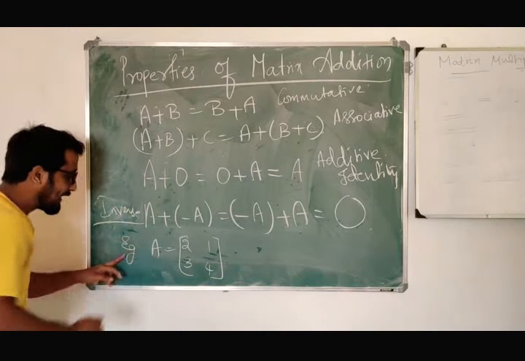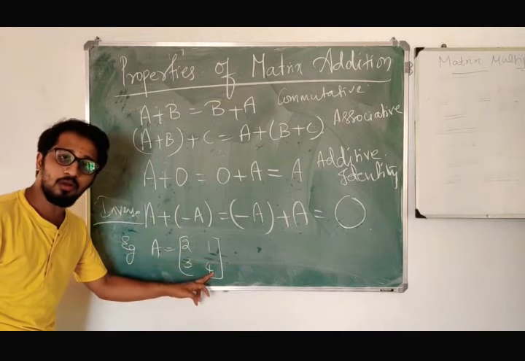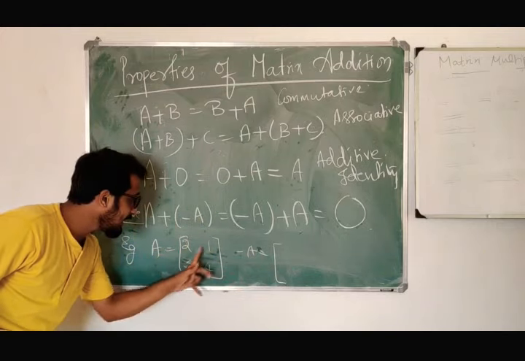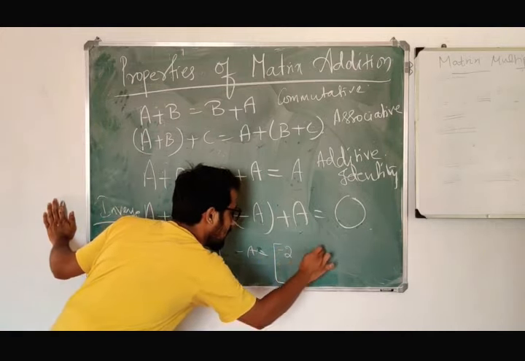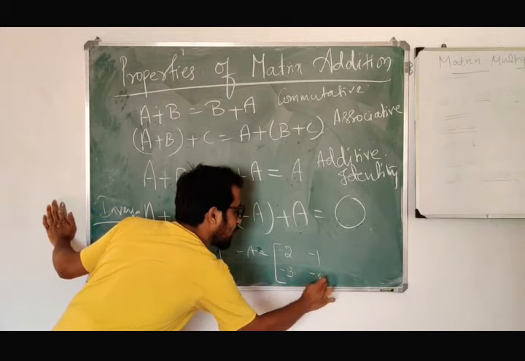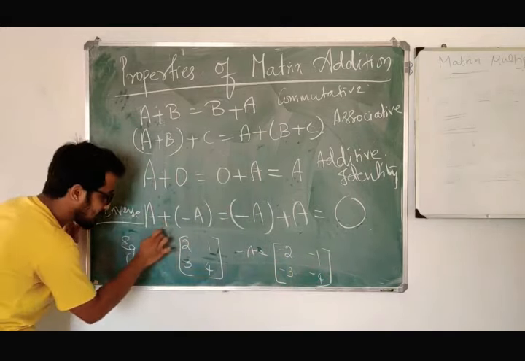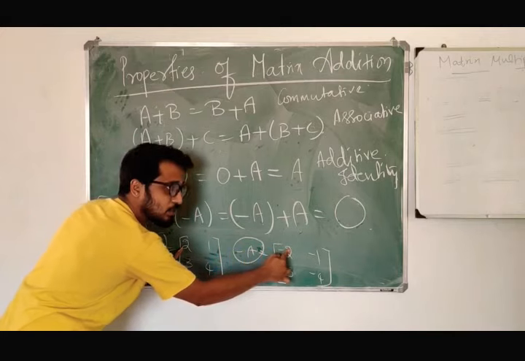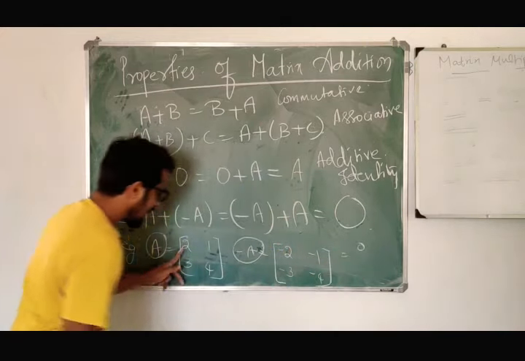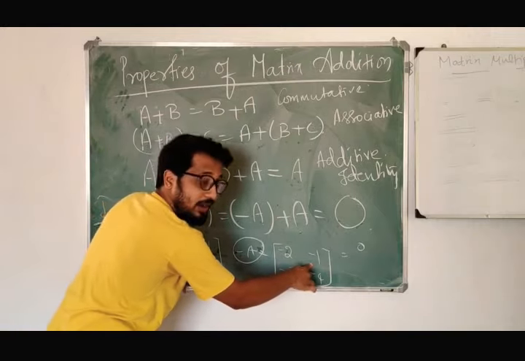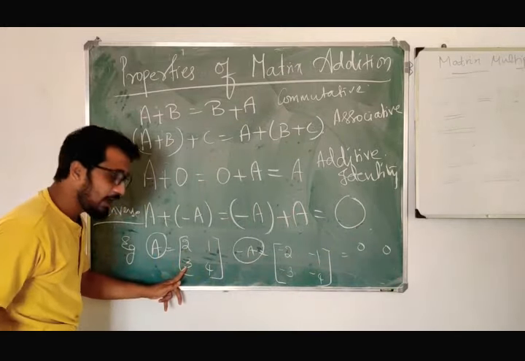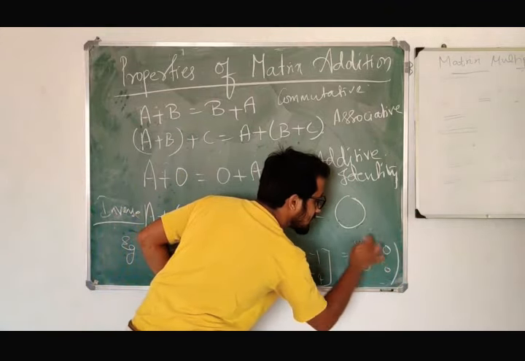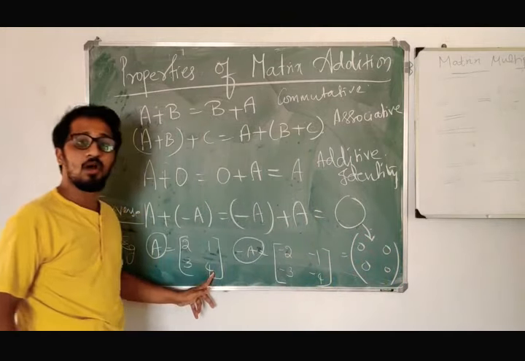For example, capital A is equal to 2, 1, 3, 4. What is the minus A matrix? That means I have to multiply this minus with every element of this matrix. That means minus 2, minus 1, minus 3, minus 4. Then what I have to do? This matrix and the minus A matrix I have to add. That means 2 plus minus 2, that means 2 minus 2, that is 0. 1 plus minus 1, again 0. 3 plus minus 3, again 0. 4 minus 4, that is 0. That is nothing but a zero matrix or void matrix or null matrix.